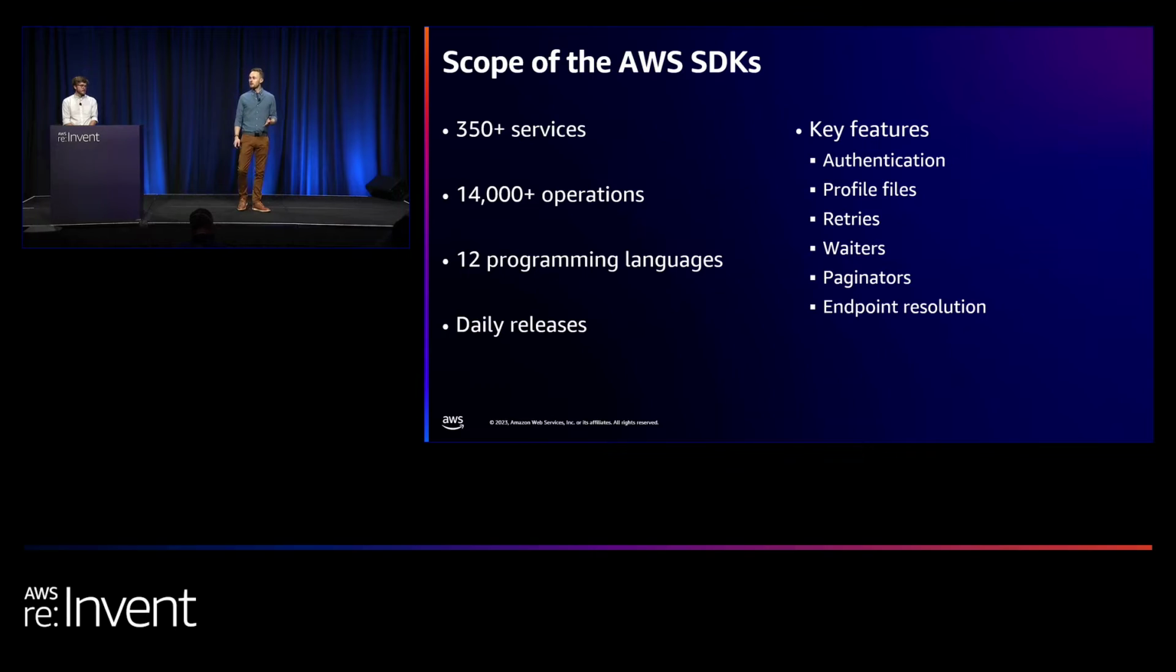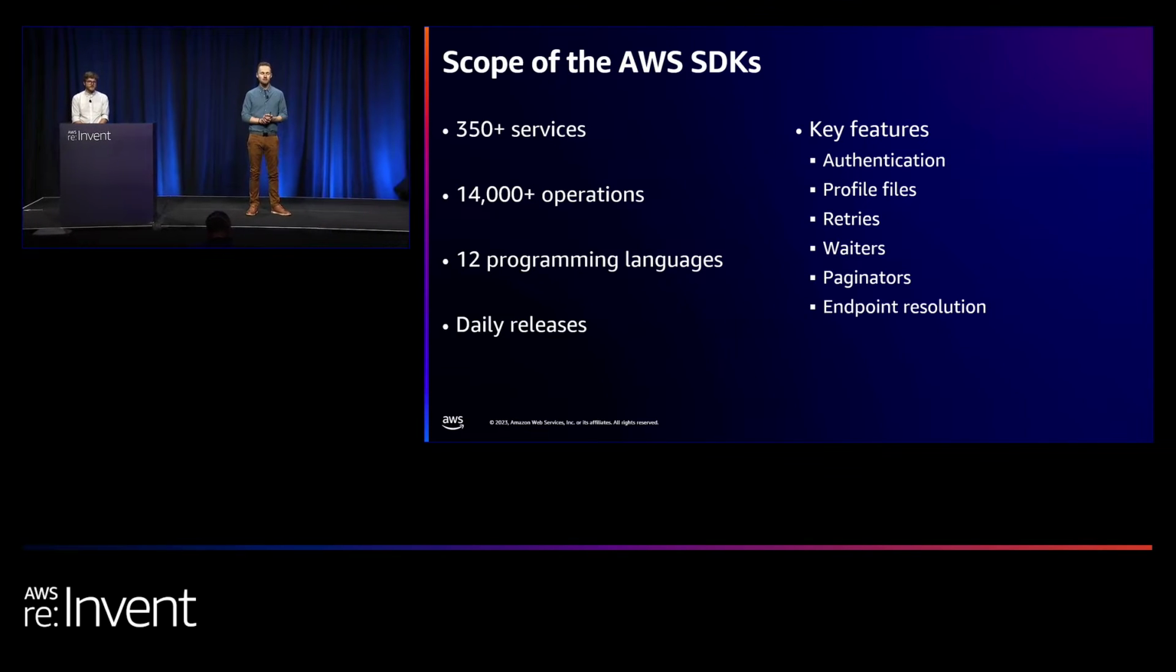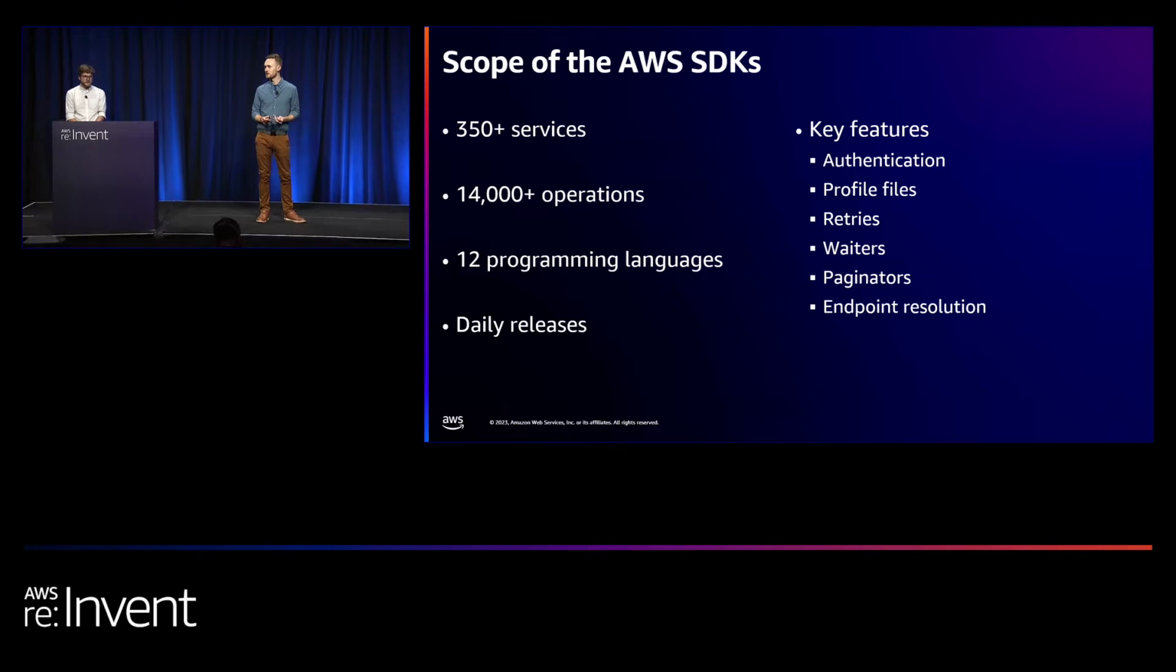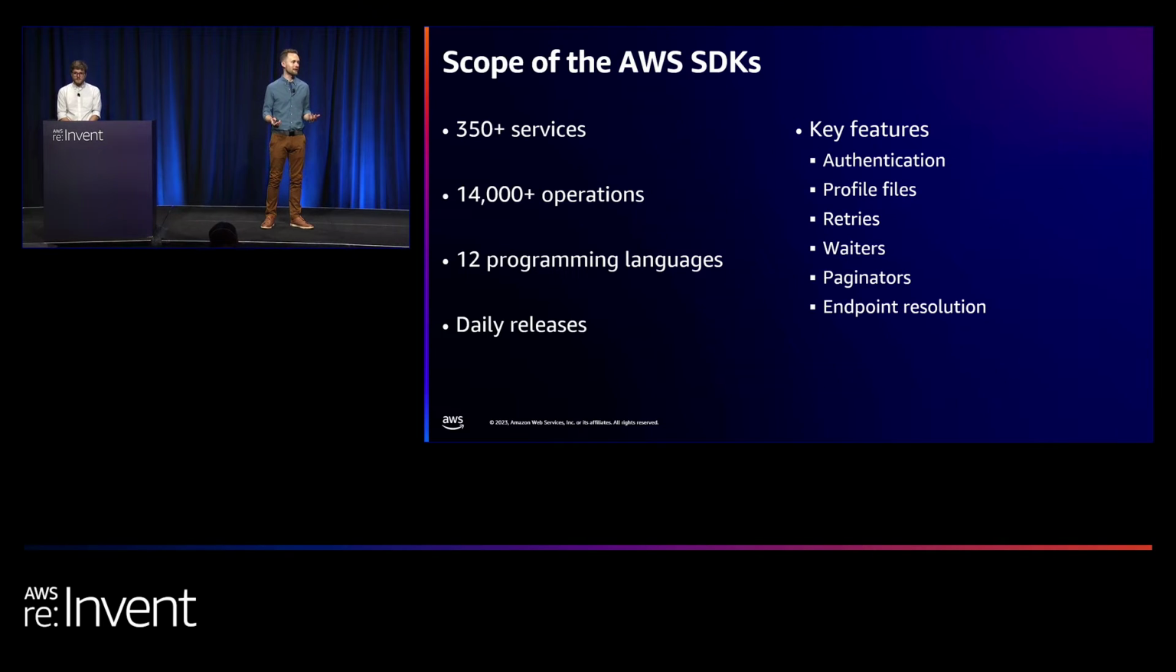To give you a little bit of background about the AWS SDKs, SDKs cover more than 350 different AWS services, including a few new ones that just launched this week at reInvent. Across those 350 services, there are more than 14,000 different operations or API calls that one can make. And the AWS SDKs have to support each of those. Further, the SDKs are available in 12 different programming languages, and we're always looking at adding more to meet the needs of our customers. And then finally, the SDKs are released on a daily cadence. That means that when a new feature or new service is announced, within 24 hours, it should be available to use in one of our SDKs.